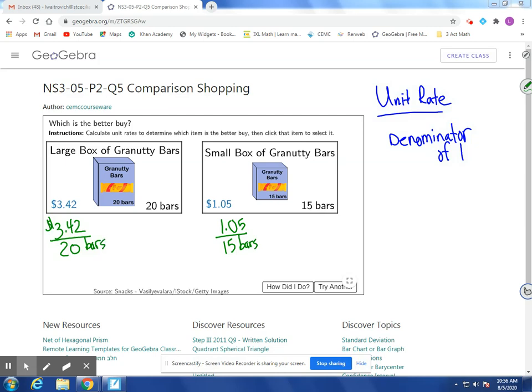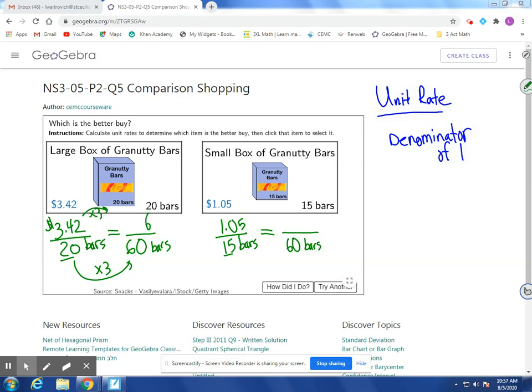So again, this can be kind of tricky dealing with these numbers. What might be another thing I can do is get it to a common denominator. So I'm not going to use unit rates for this one. I'm going to see how much it would be to get 60 bars. And why 60 bars? Because 60 is a common multiple of both 20 and 15. And so to go from 20 to 60, I would need to multiply by 3. And I'm going to do the exact same thing here. I'm going to times this by 3.